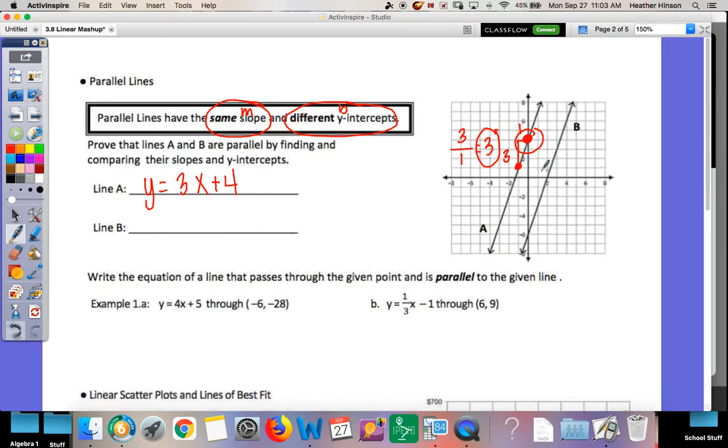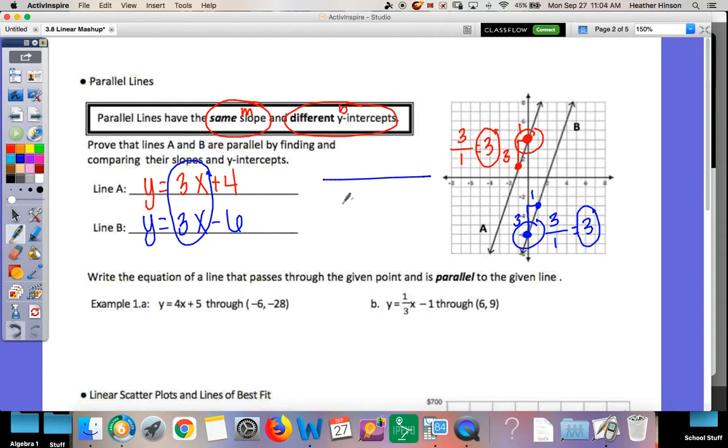For B, this one starts at negative 6. And for another point, it's going to go up 3 over 1. And 3 over 1 is just 3. So that's my slope. My y-intercept was negative 6. So this is y equals 3x minus 6. So these are parallel lines because they're never ever going to cross each other. And we prove that because their slopes are exactly the same. Their y-intercepts are different, but their slopes are the same.